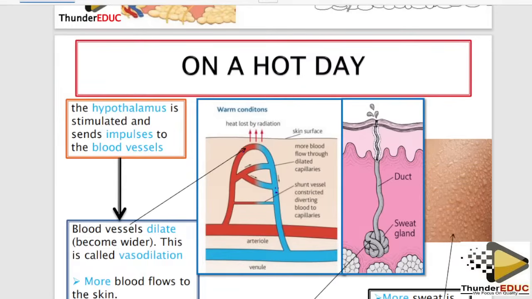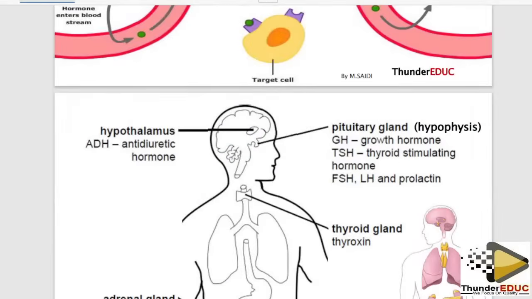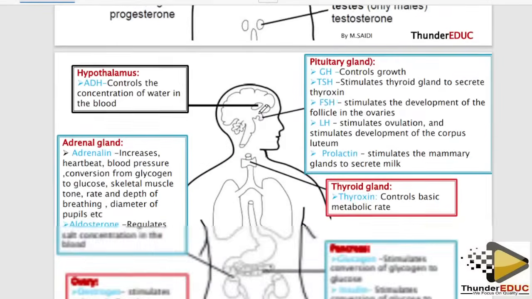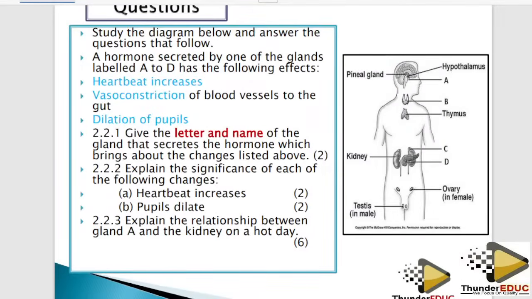Don't forget that we said the hypothalamus is responsible for producing the hormone ADH. We talked about it when we were discussing the hormones.